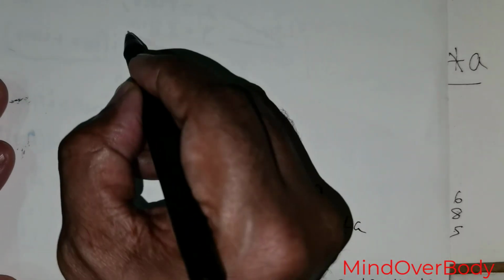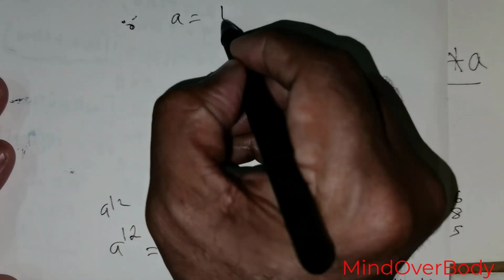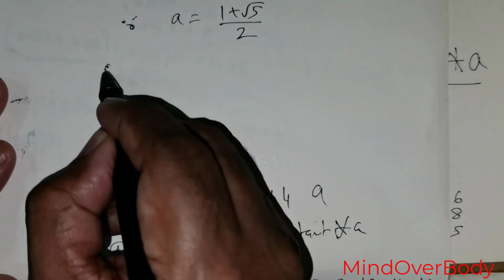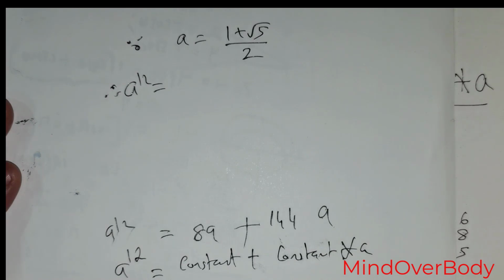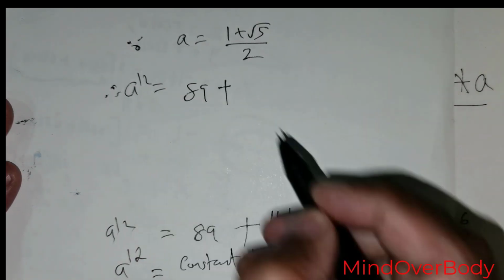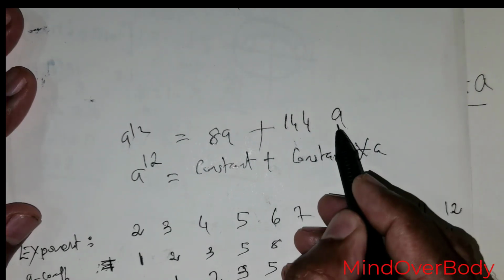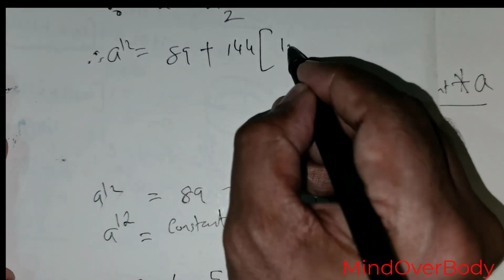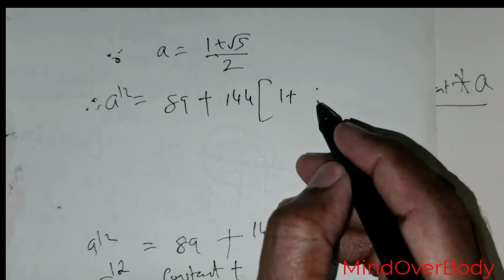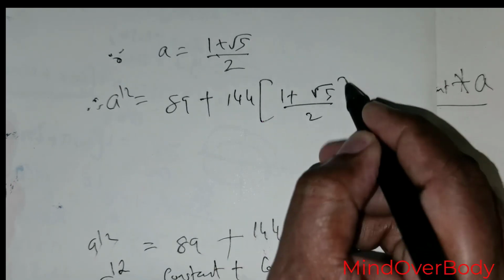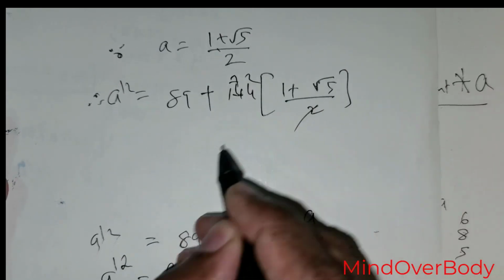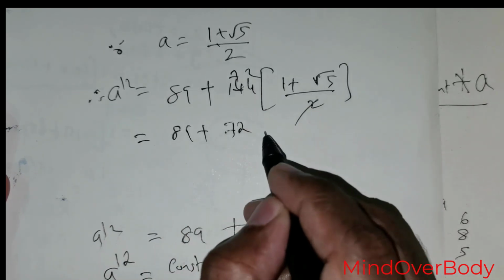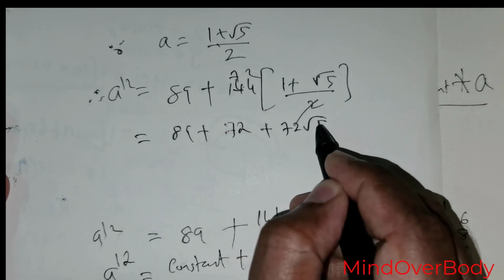Now what is a? a is equal to 1 plus root 5 divided by 2, right? So therefore a raised to the power 12 is equal to 89 plus 144 times, in place of a, I will substitute this quantity, 1 plus root 5 divided by 2. 2 divides 144, 72 times. So 89 plus 72 times 1 plus 72 times root 5.